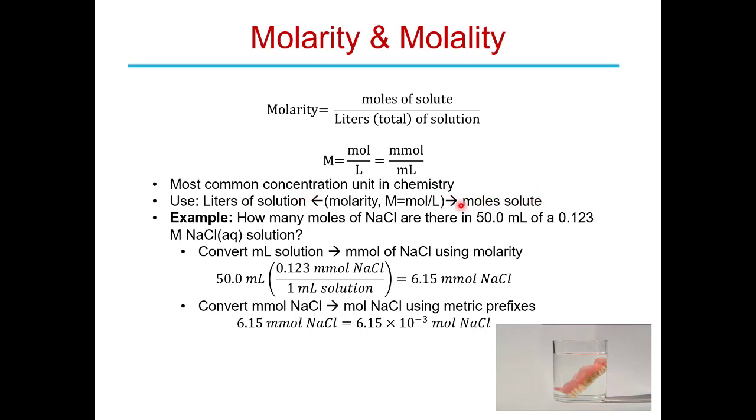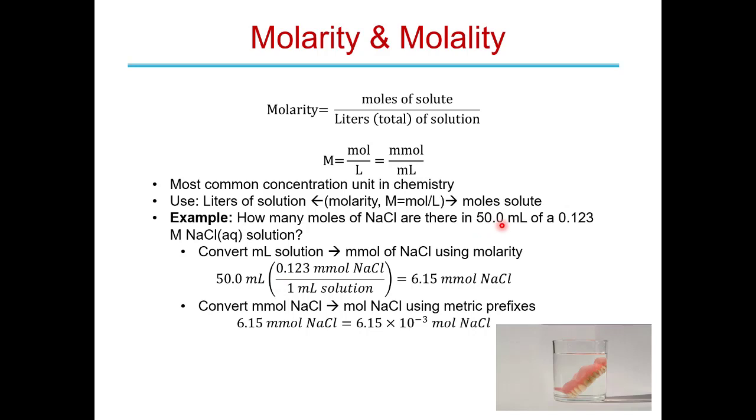Notice that this is different than a density kind of thing because we're going from moles of what? Solute to liters of what? Total solution. So you have to have all that in the label. Moles of the solute, the stuff that's dissolved, to the liters of total solution. So let's do a quick example here. How many moles of sodium chloride are there in 50 milliliters of a 0.123 molar aqueous sodium chloride solution? The first thing that we're going to do is convert milliliters of solution into millimoles of sodium chloride using molarity. So we're going to use this definition, right? We're starting off with milliliters.